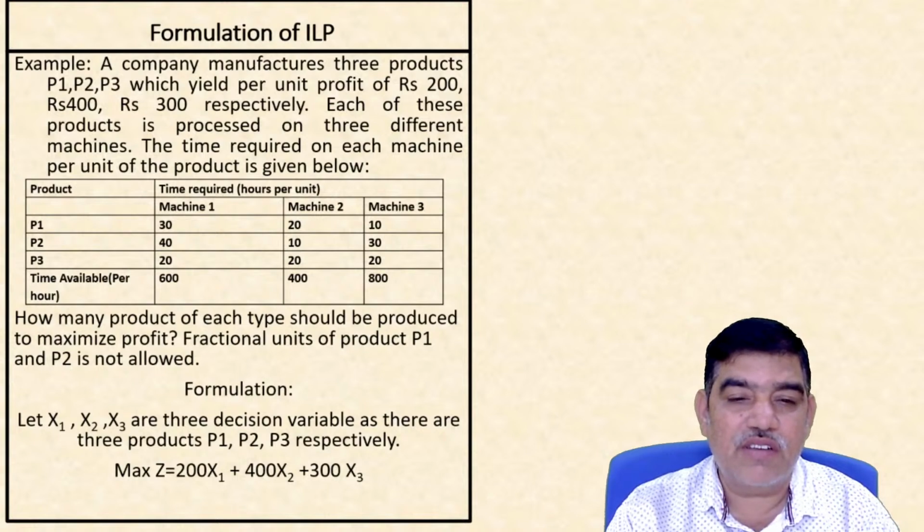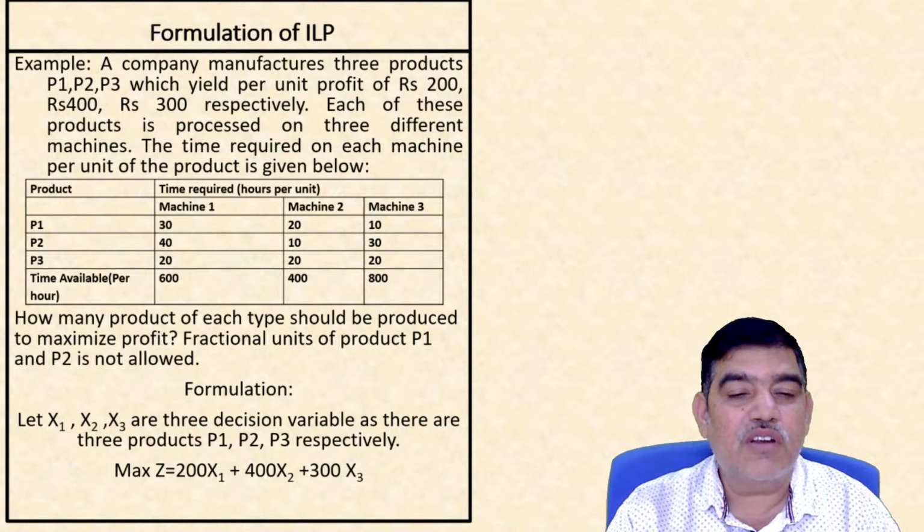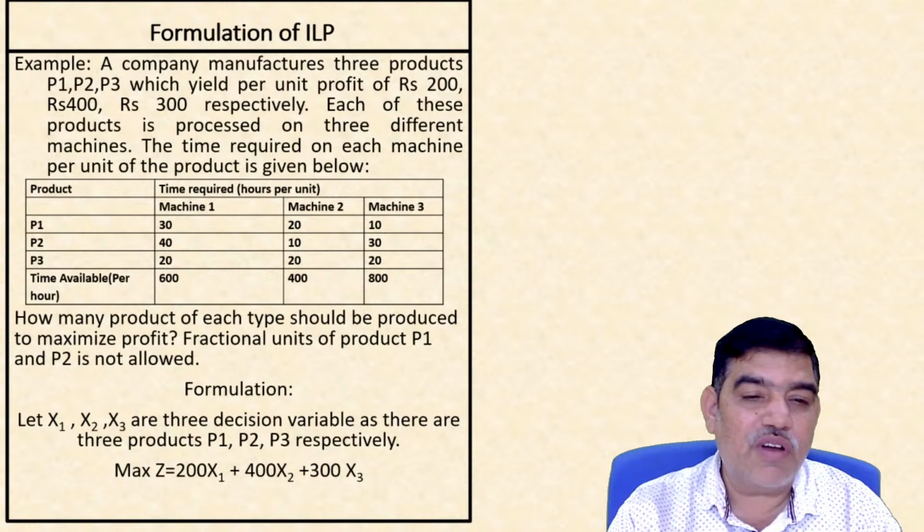Fractional units of product P1 and P2 are not allowed. Means for the decision variables we take for product 1 and product 2, fractional values are not allowed. But there are no such conditions for product 3. Suppose the decision variable we consider is x3, there are no restrictions. It may be fractional or it may be an integer. No issue. So how to formulate?